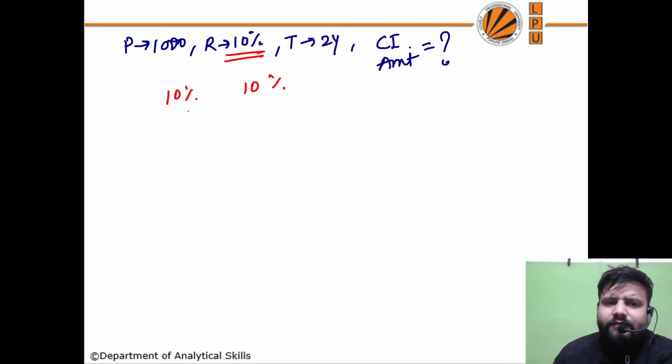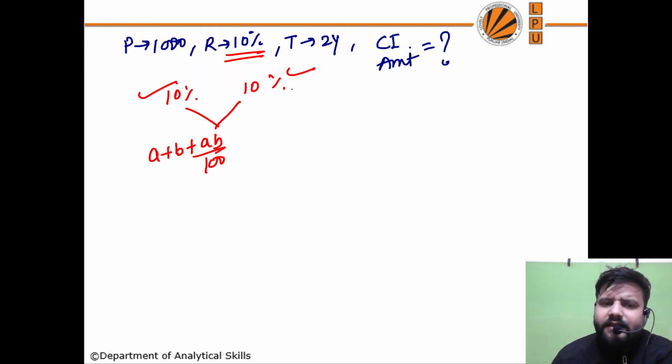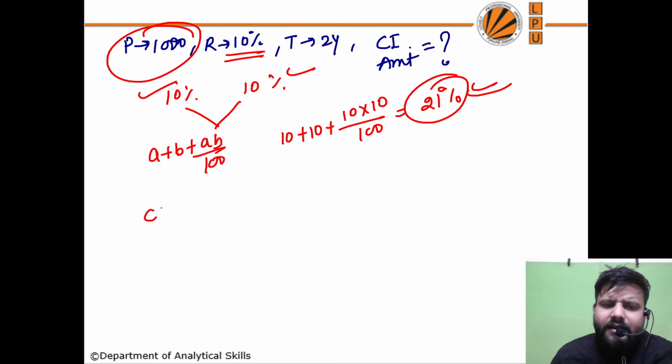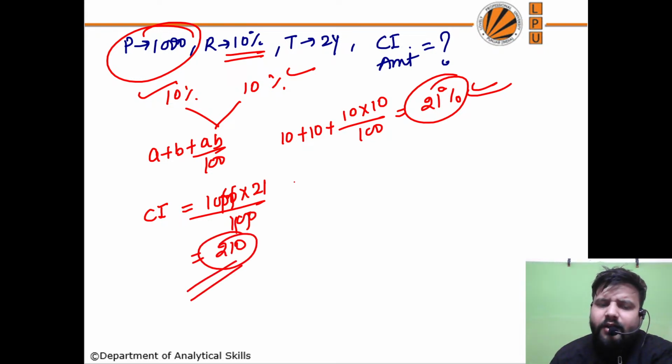So let's convert this successive percentage into a flat percentage. What formula do you know? It is a plus b plus ab by 100. So when you convert it, treat it like a, treat it like b. So it would be 10 plus 10 plus 10 into 10 divided by 100. So now it is 21%. It means that if you calculate 21% of your principal, you can directly arrive at compound interest. So compound interest here would be 1000 multiplied by 21% divided by 100, which will give you 210. Getting it?